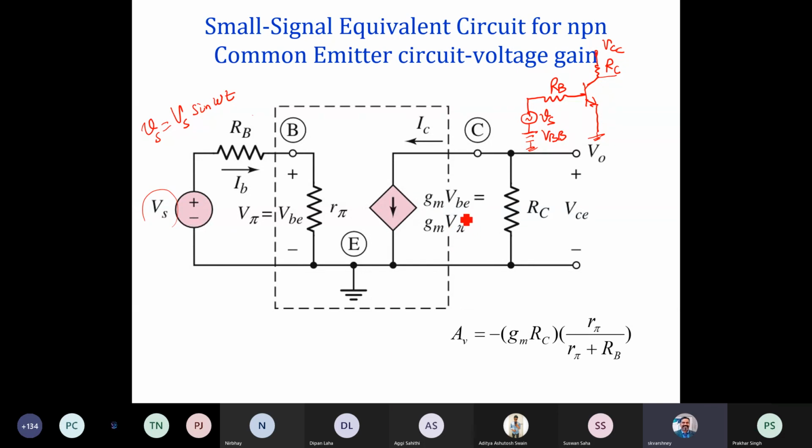Instead of VB, we can write V pi. V pi is the voltage drop across the diffusion resistance R pi, so we can represent it as V pi as well. That's the reason we have gm V pi, and then we have RC. The output voltage gain of this circuit would simply be V naught over VS, with V naught as the output and VS as the input. So we need to find the relationship between V naught and VS.